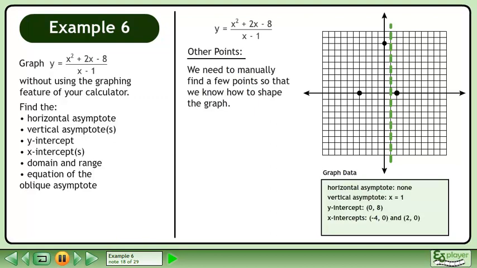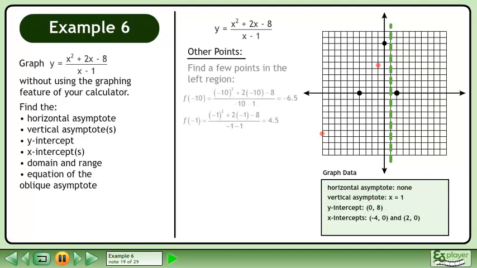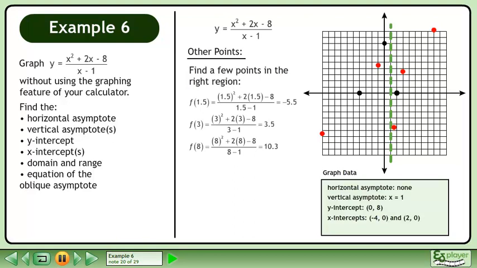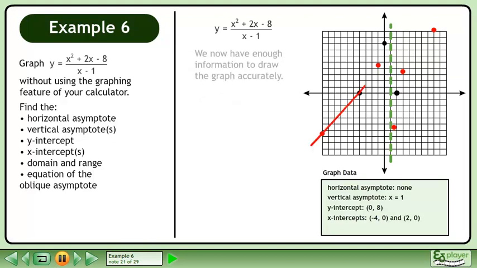Now we'll find other points. We need to manually find a few points so that we know how to shape the graph. Find a few points in the left region. Next, find a few points in the right region. We now have enough information to draw the graph accurately.